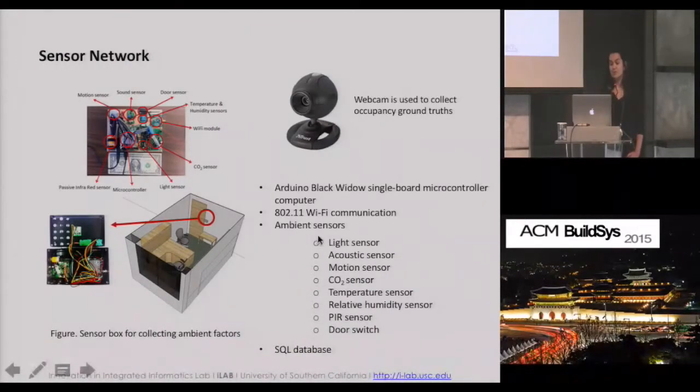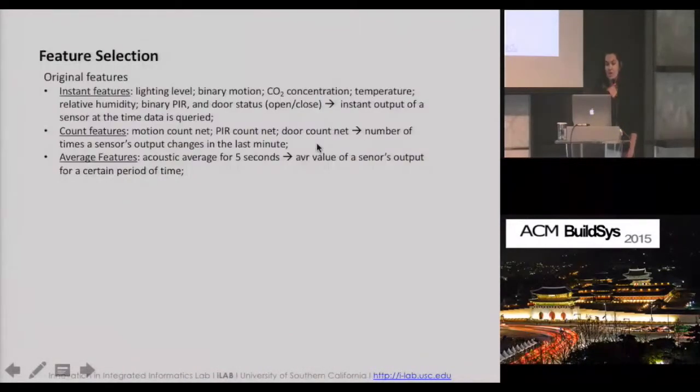And we put all of these sensors: light sensor, acoustic sensor, motion sensor, carbon dioxide, temperature, relative humidity, PIR sensor, and door switch sensor. And we placed them about 1.5 meters from each door. And for the ground truth, we used a webcam which collected occupancy data every 10 minutes, and then we manually labeled the ground truth by looking at the images.